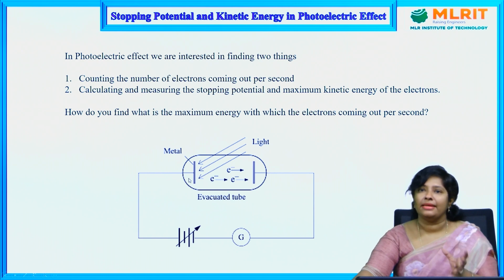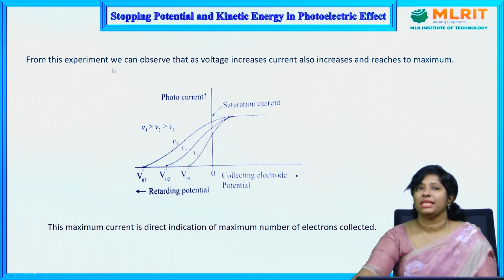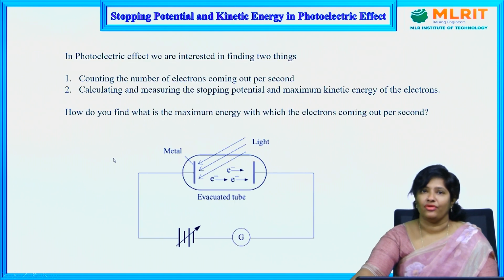See here, when the metal emits electrons, not all of the electrons emitted need be collected by the collector. One or two electrons can be lost. It means that the number of electrons emitted per second is not exactly equal to the number of electrons collected by the collector per second. So from this experiment, our interest is to find out the number of electrons emitted per second, which indicates the kinetic energy of an electron.